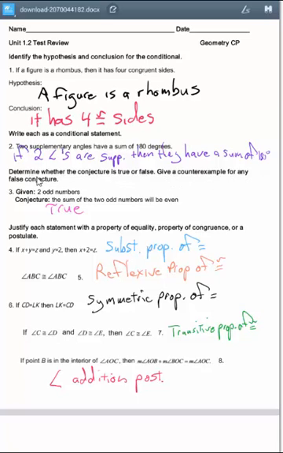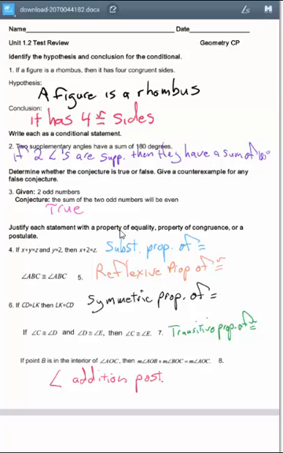Number 3 says, determine whether the conjecture is true or false. Give a counterexample for any false conjecture. It says, given two odd numbers, conjecture the sum of the two odd numbers will be even. There is no example that I can think of, no counterexample, that refutes that as a true statement. In other words, there's nothing that is an example where two odd numbers are added together and they're not even. So the truth value of that conjecture is true.